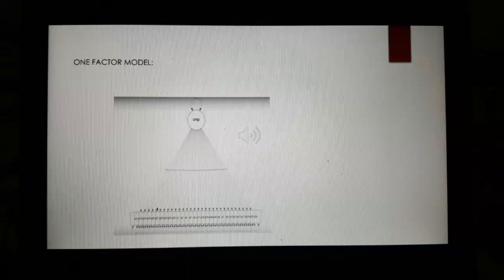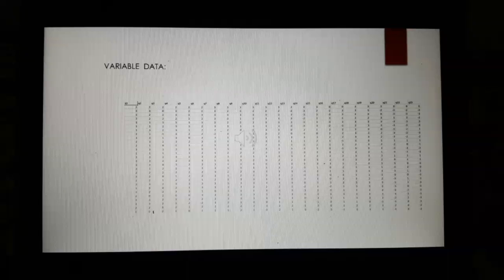Thus, this is the one-factor model that I have constructed in the lavaan R package. This is a sample of the variable data that I have observed while looking at the various 3-factor models and 1-factor model of the data sets that have been taken.